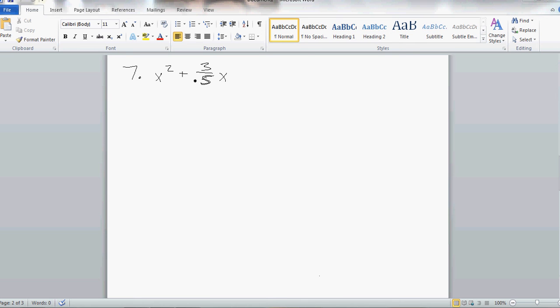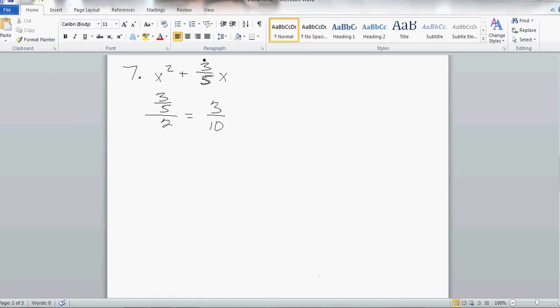Now anytime we are asked to complete the square, the process is the same. We're going to take this x term, or the linear coefficient, and we're going to divide it by 2. So we have to take 3/5 divided by 2, which will equal 3/10. Now that's the first step. The first step is take half of what's here.